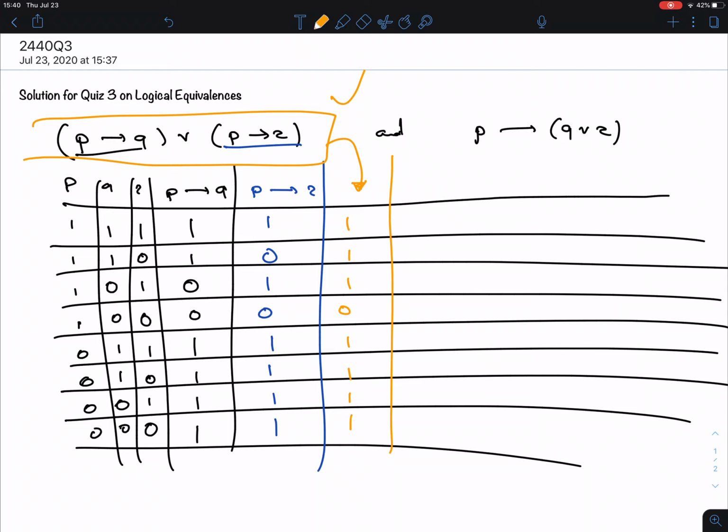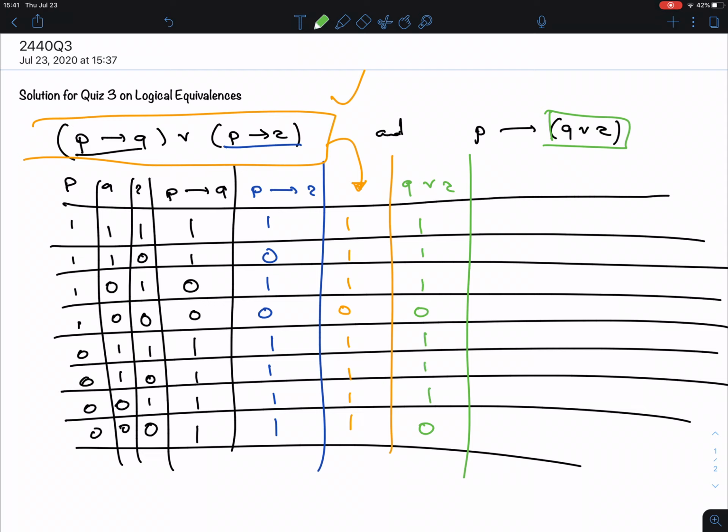Now we have to look at the other guy. Well, for one thing, I need Q or R. I haven't done that yet. Q or R. Q or R, so we are talking about these two guys, and this is false if we have common zeros, which happens here and here, the 4th and the 8th row. So the 4th row and the 8th row, and everything else is 1s.